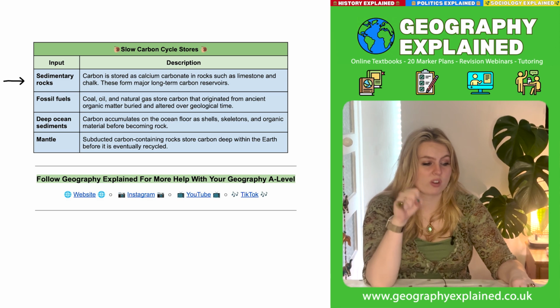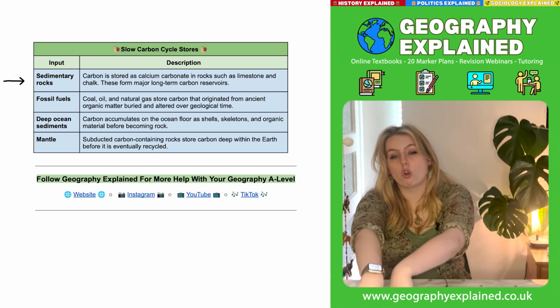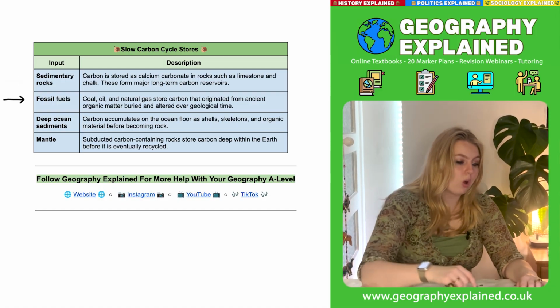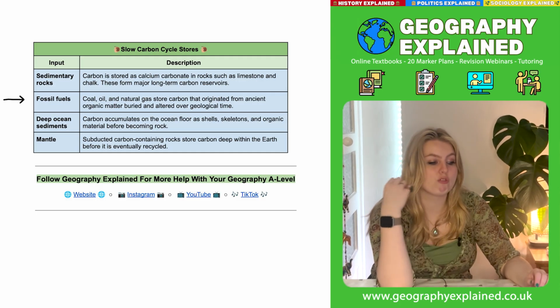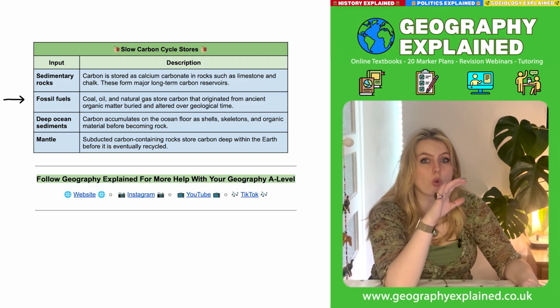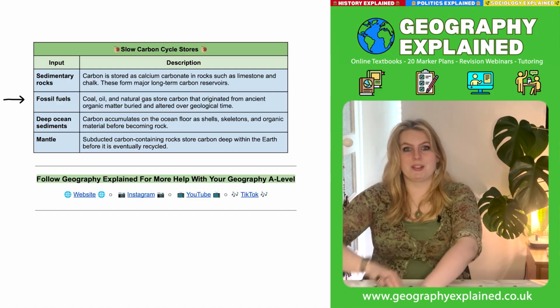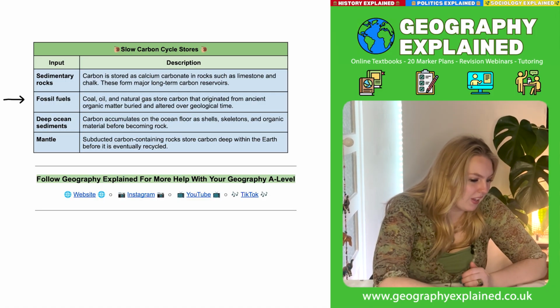And then in terms of the slow carbon cycle, we have our sedimentary rocks, so carbon stored as calcium carbonate in rocks including limestone and chalk, and these form major long-term carbon reservoirs. Our fossil fuels, so coal, oil, and natural gas, store carbon that originated from organic matter and then is buried and altered over geological time, and this principle will be repeated over and over again in this topic.